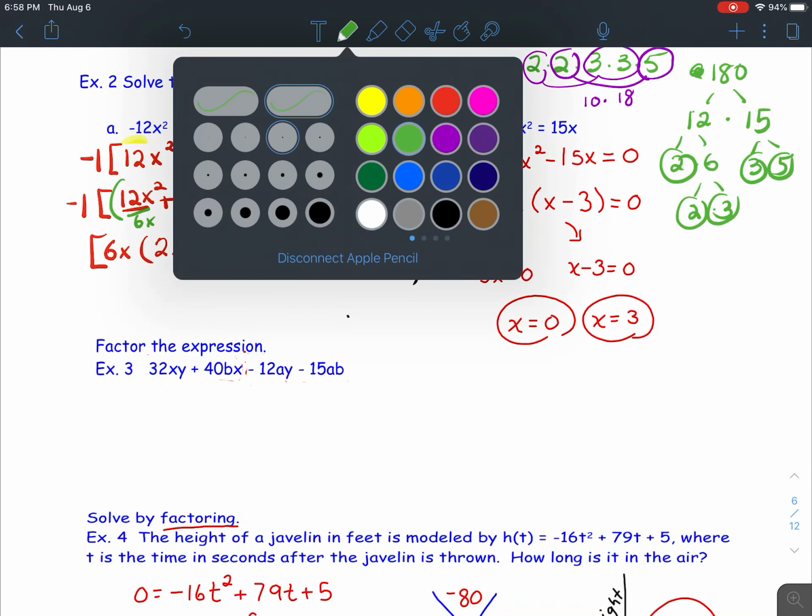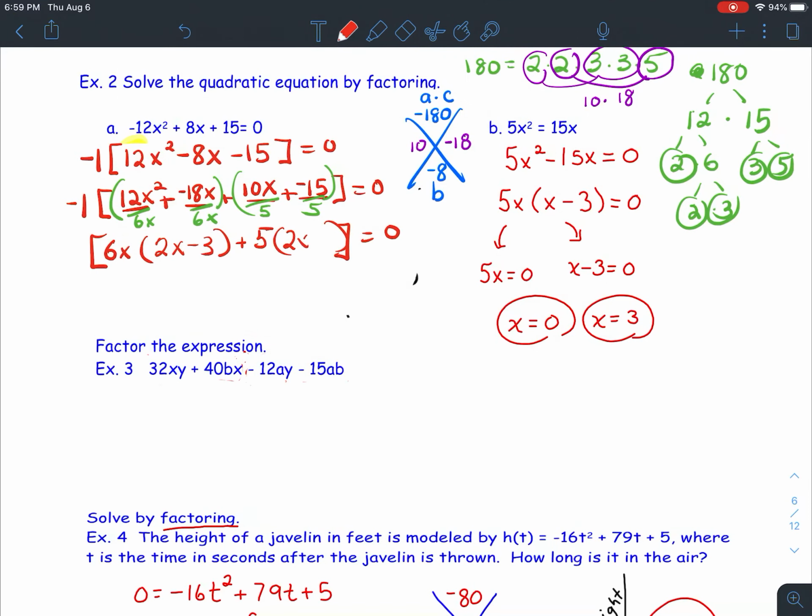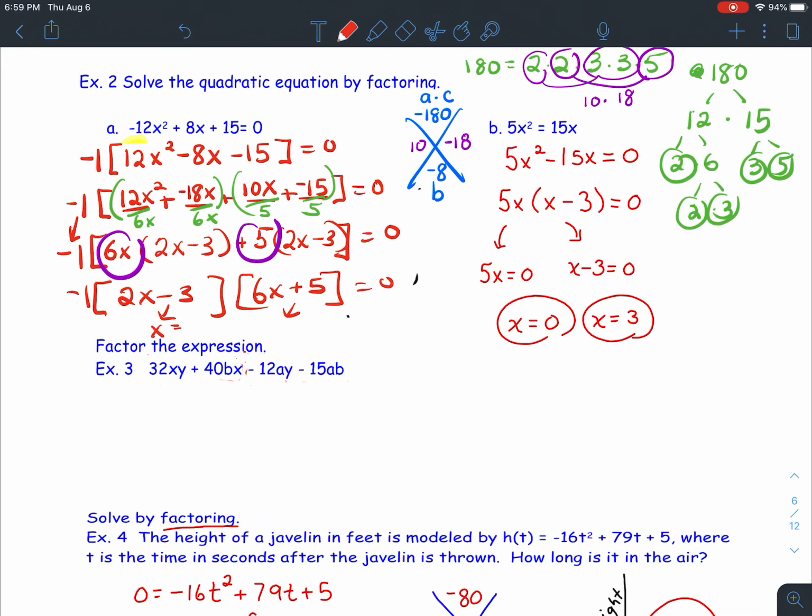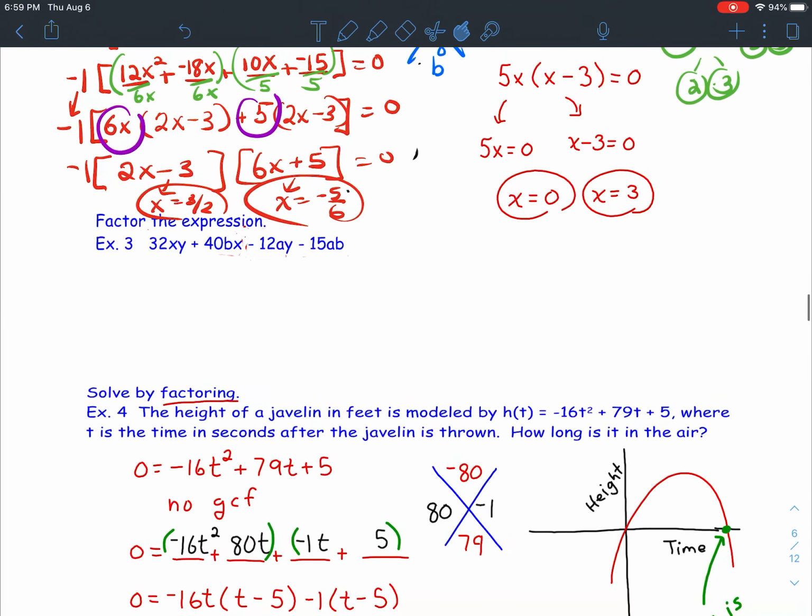From the second group, you're going to pull out a 5. That means we're dividing both of these by 5. You will leave behind a 2x minus 3. Do not lose the -1 that we factored out at the beginning, though. Then I'm going to factor out the 2x minus 3. That leaves behind a 6x plus 5. Here it's factored, and then I'm going to set each of these equal to 0. I get an answer of x equals 3/2 and x equals -5/6.